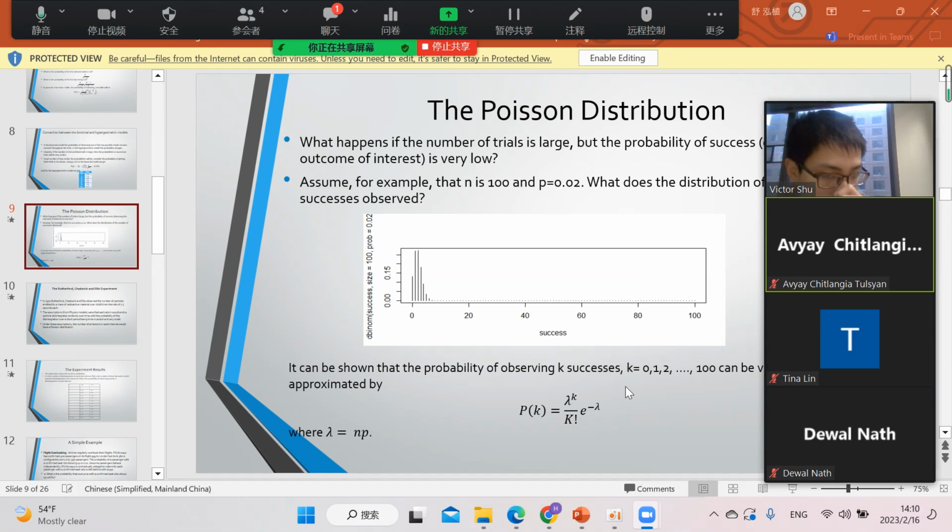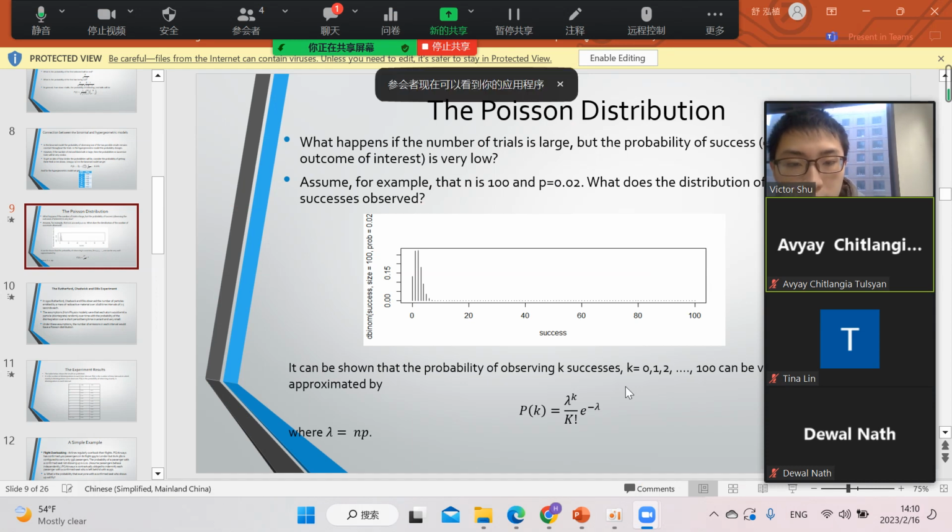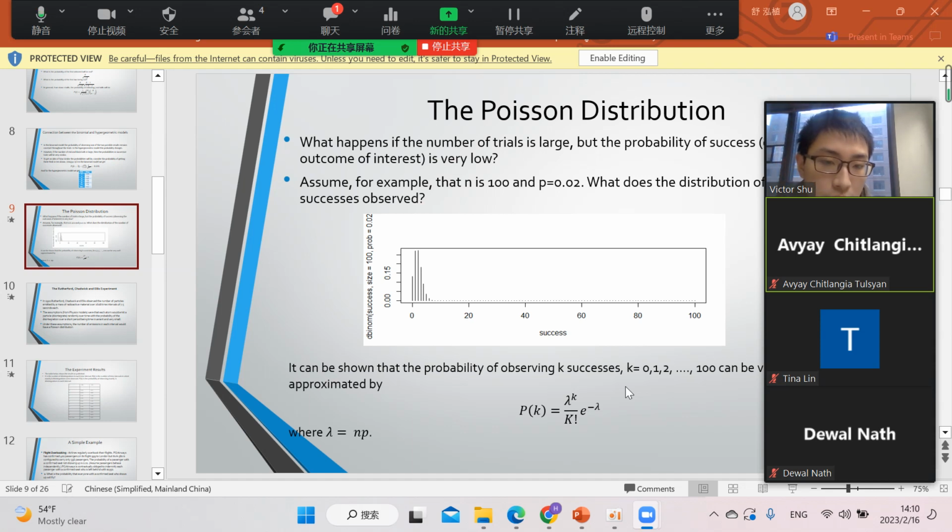I have shared this class's slides. The probability of k, where k is the number of bumps, equals lambda to the k divided by k factorial times e to the negative lambda.